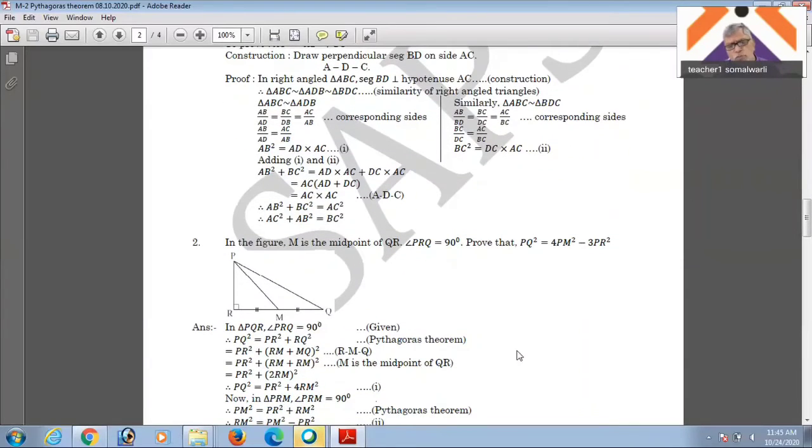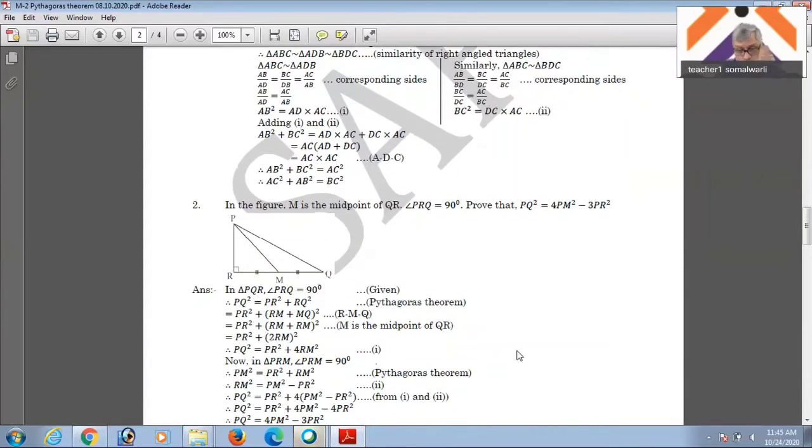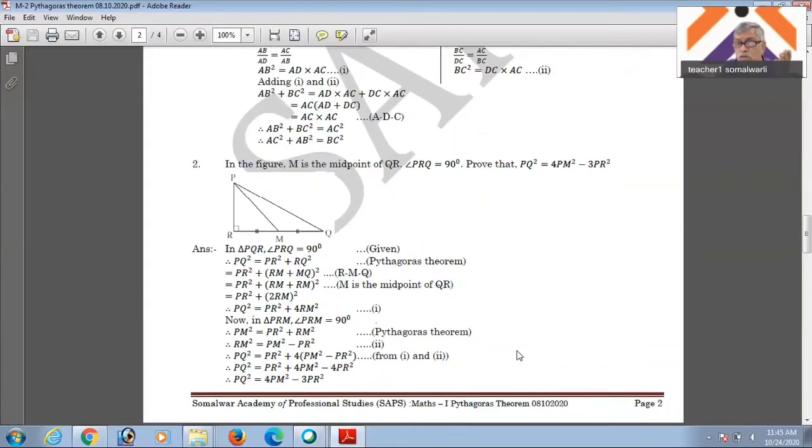There are around 232 types of proof of the Pythagoras theorem in different ways. But this particular proof is given in our book, and we will have to remember that one only.